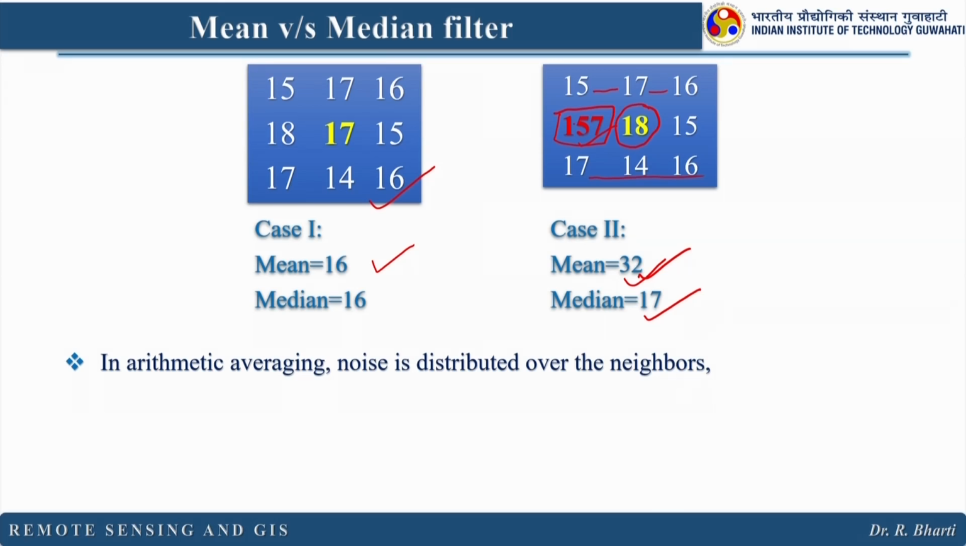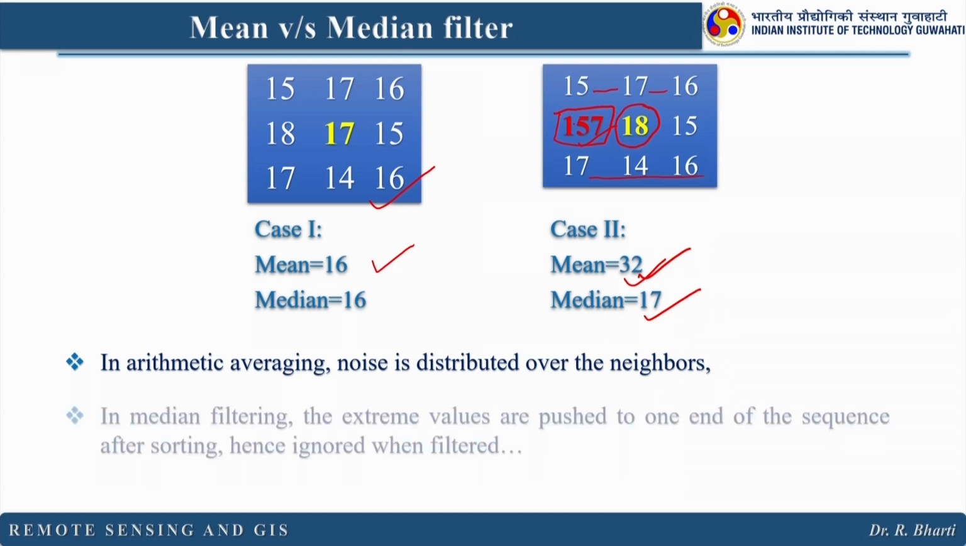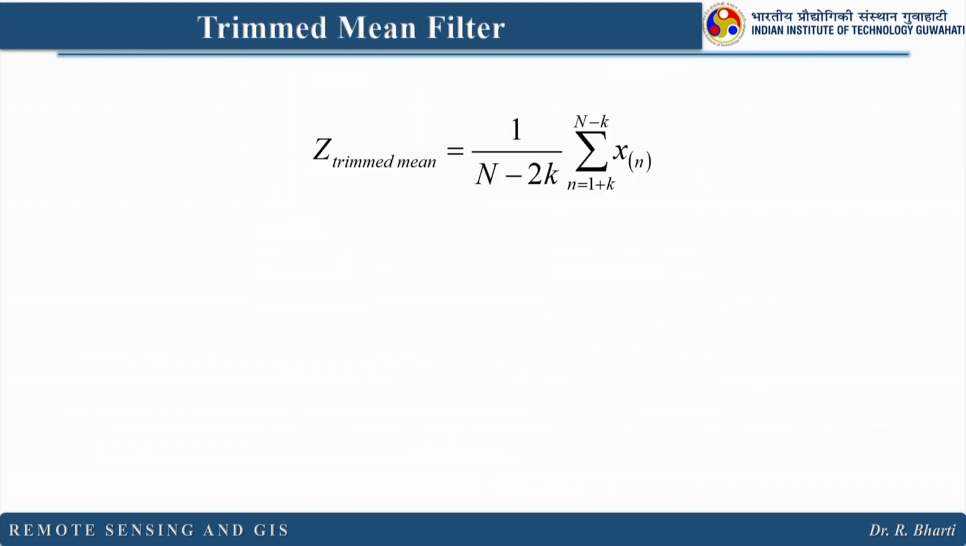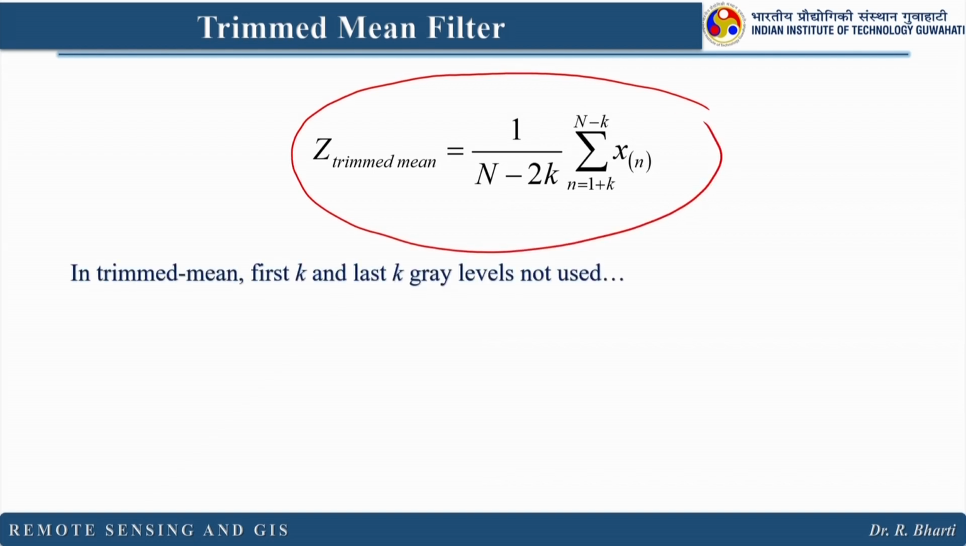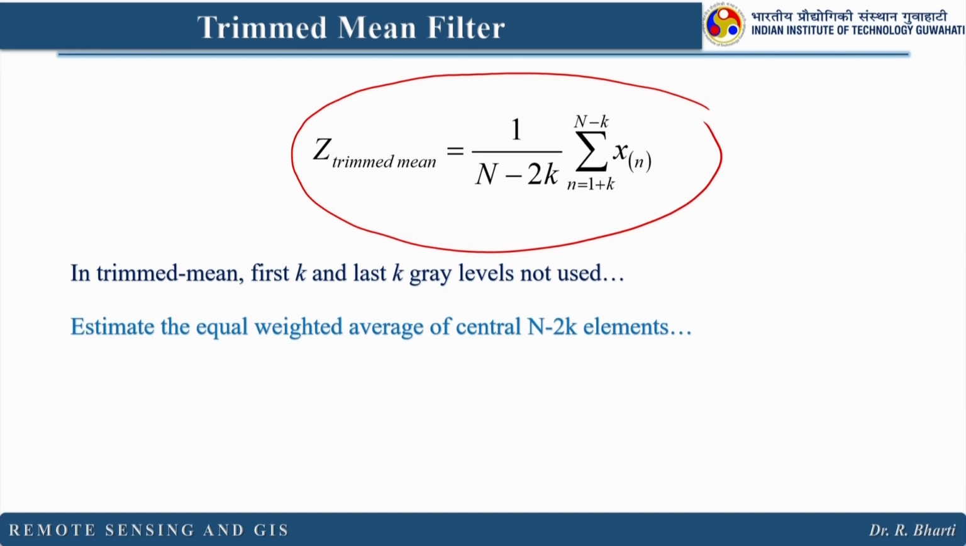In arithmetic averaging, noise is distributed over the neighbors. In the median filter, the extreme values are pushed to one end of the sequence after sorting, hence ignored when filtered. So we have seen that the median filter is better than the mean filter. But what if you have to use the mean filter only? Then you can use the trimmed mean filter, where the first k and last k gray labels are not used, and you estimate the equal weighted average of the central n minus 2k elements.